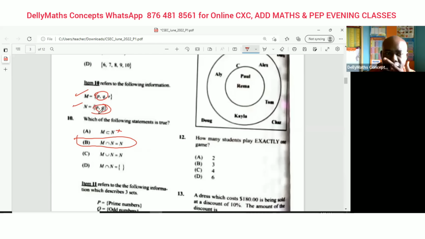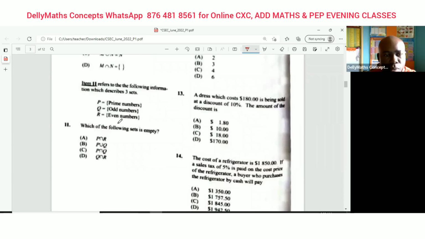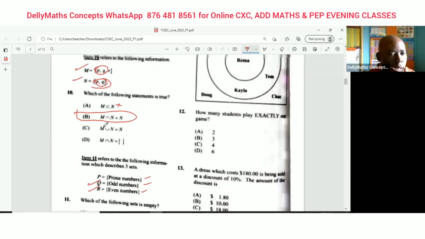Number 11, information below. So looking at prime numbers, even numbers, and odd numbers right there. Which of the following sets is empty? This has to be an empty set. There can be no even numbers that would be an odd number. So the intersection of that is empty. We won't be able to find anything.